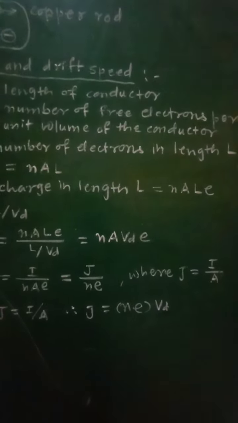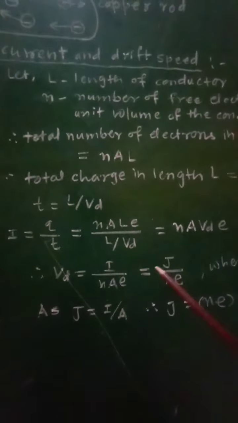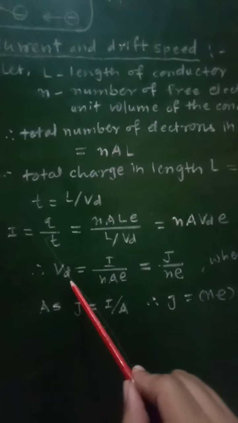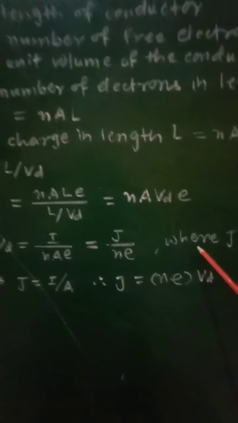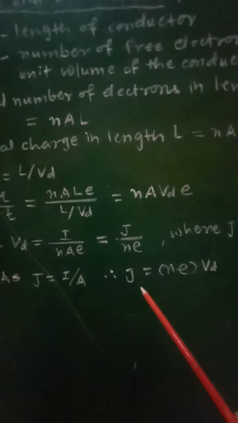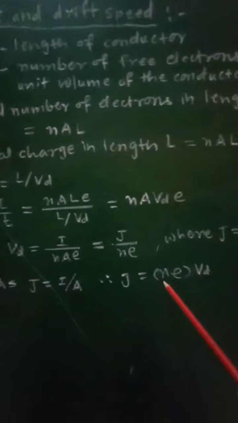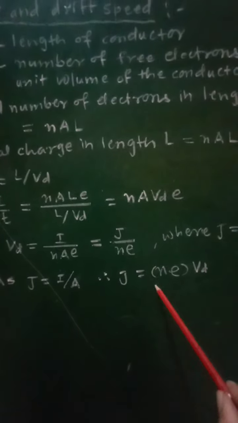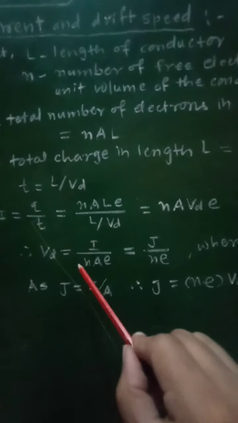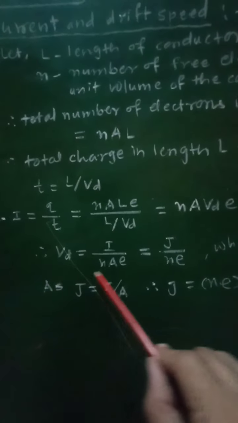And now from this we can at last say that from this equation, as Vd is equal to J upon ne, and we have seen that J is equal to I by A. Therefore from this relation we can write J equal to ne into Vd. J equal to ne into Vd. So this will be the expression for current density, and this relation will give us the relation between the drift speed and the current.